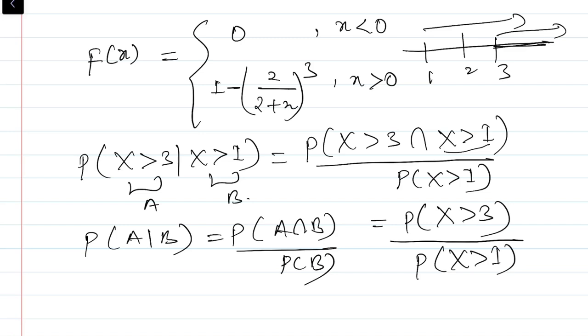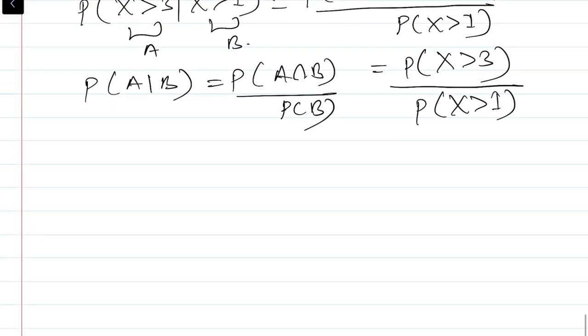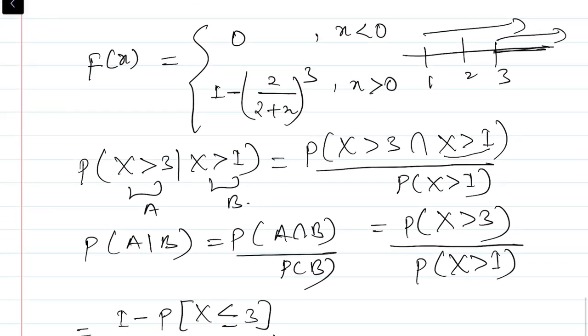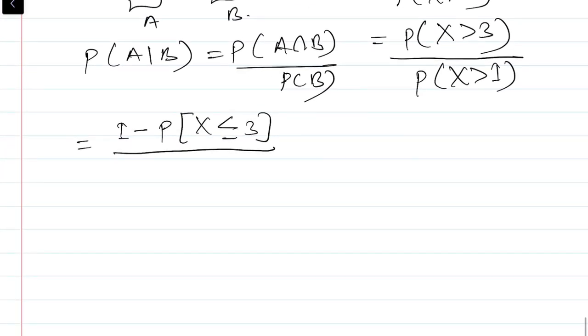All right, now you can write the numerator as 1 minus P(x less than or equal to 3), because you are calculating the area greater than 3, but the whole area is simply 1 in probability. So you can subtract this area from 1, and you'll get this area, right? And again in the denominator we'll do 1 minus P(x less than or equal to 1).